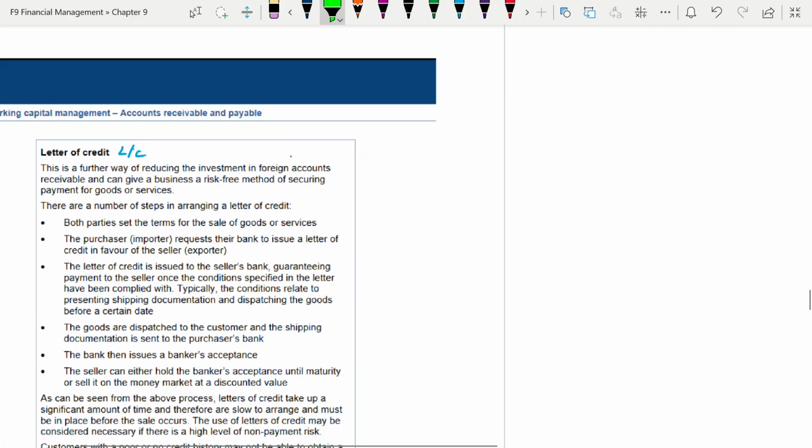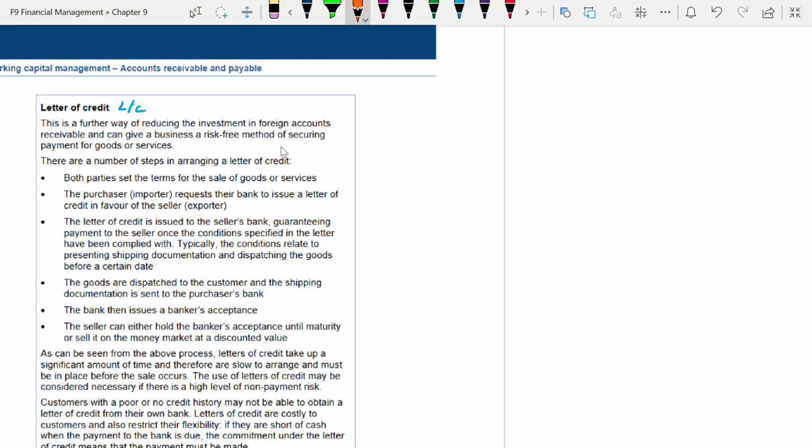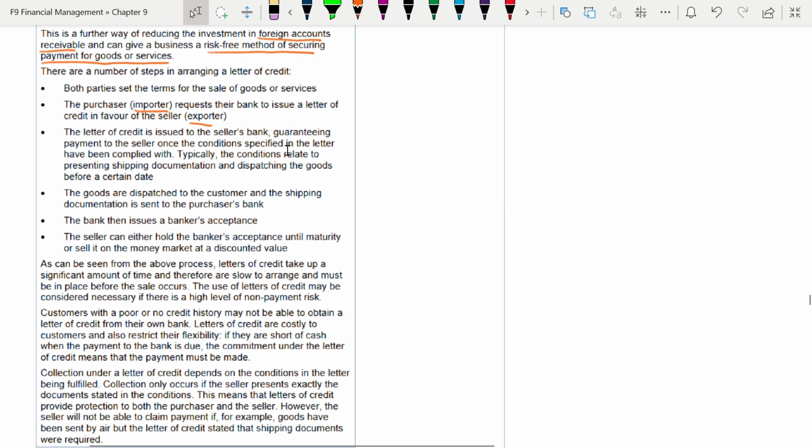Next, coming back to the letters of credit, the LCs. Both parties set the terms for goods and services; you have the importer and the exporter. This is a further way of reducing the investment in foreign accounts receivable, and gives business a risk-free method of securing payments for goods and services. When we are talking about a letter of credit, it is giving you a guarantee. It is giving an asset.